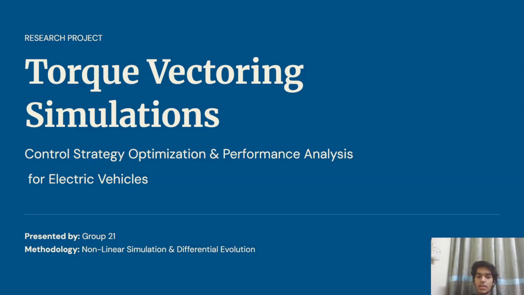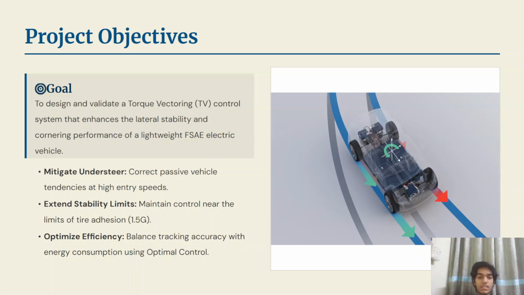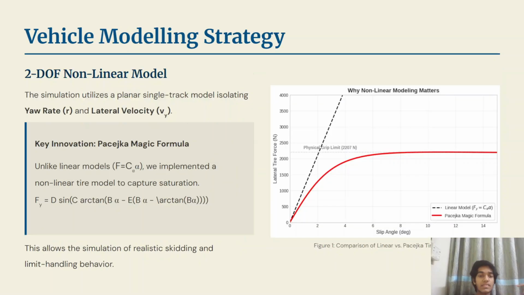Picking up from the control theory, I'll now walk you through the simulation and validation phase of our project. Our goal here was to take those theoretical algorithms and prove their viability on a virtual vehicle. Specifically, we set out to validate three performance metrics: understeer mitigation, can the controller actively fix the vehicle's path; stability at the limit, does it hold up when the tires reach saturation; optimization, can we mathematically tune these controllers to be energy efficient. To test this, we moved beyond standard linear models.